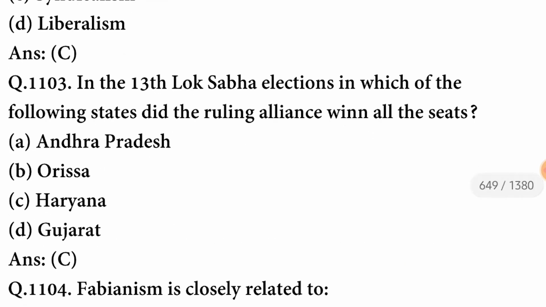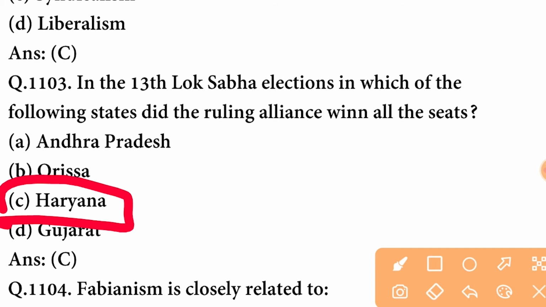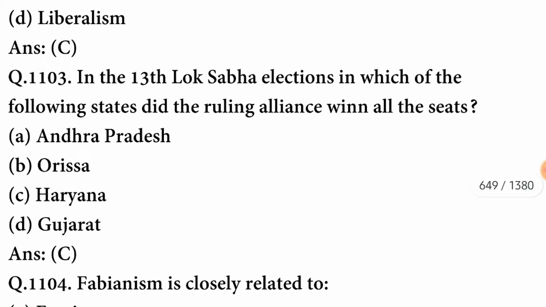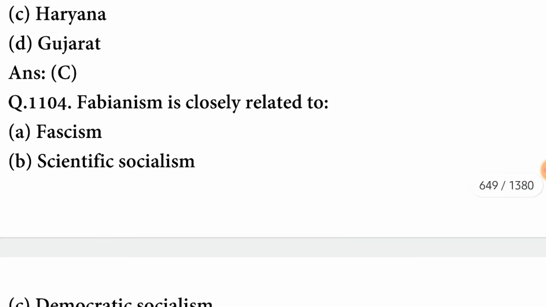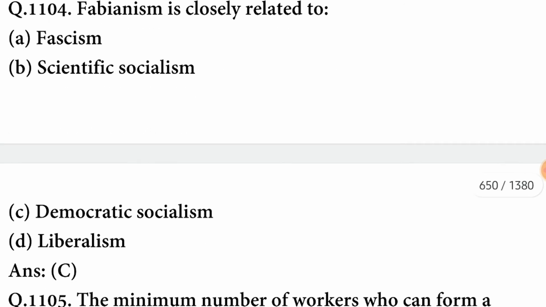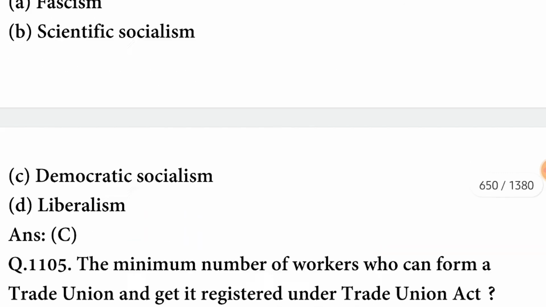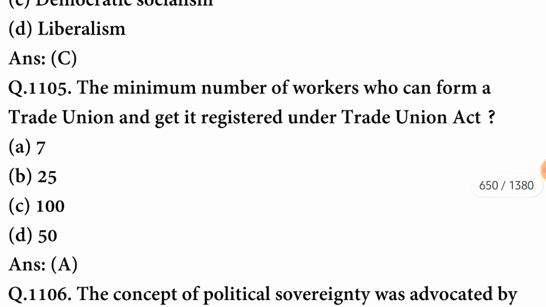In the 13th Lok Sabha election, in which of the following states did the ruling alliance win all the seats? The state was Haryana. Fabianism is closely related to democratic socialism. The minimum number of workers who can form a trade union and get it registered under the Trade Union Act is 7. A option is correct.